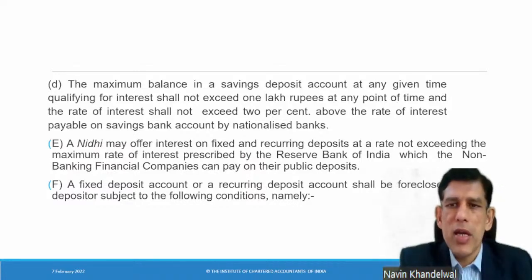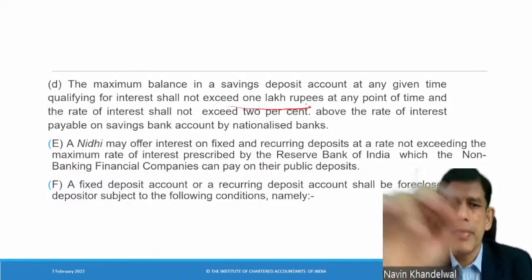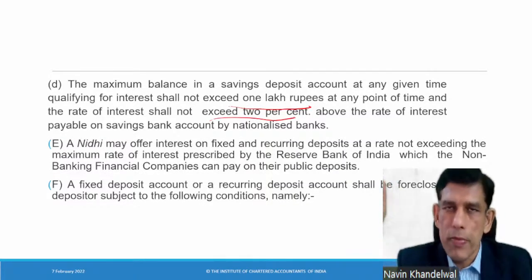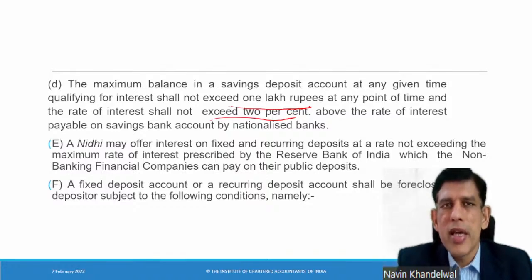Maximum balance in a savings account shall not exceed 1 lakh, and the rate of interest shall not exceed 2% above the rate of interest payable on a savings bank account. That means if the savings bank account of a nationalized bank is around today 3.5 or 4%, they are allowed to give 6%.